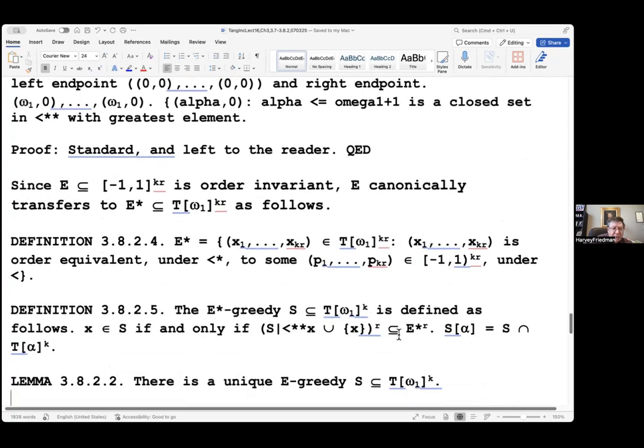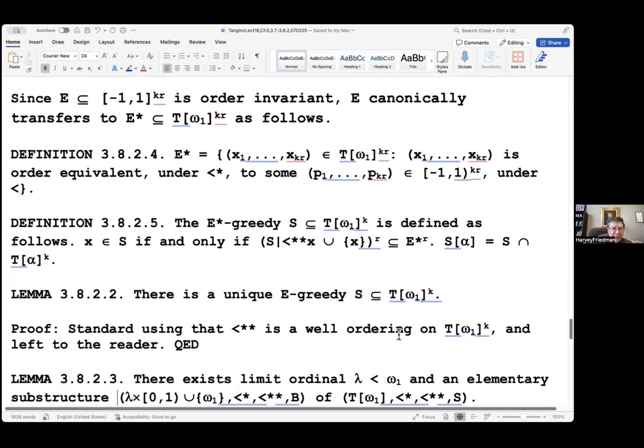Now we start off this whole thing with an order invariant subset of KR space. But we want to switch the order invariance to a different, more complicated space. So I switch it to T omega 1, which is a perfectly fine linear ordering, KR space with respect to that linear ordering.